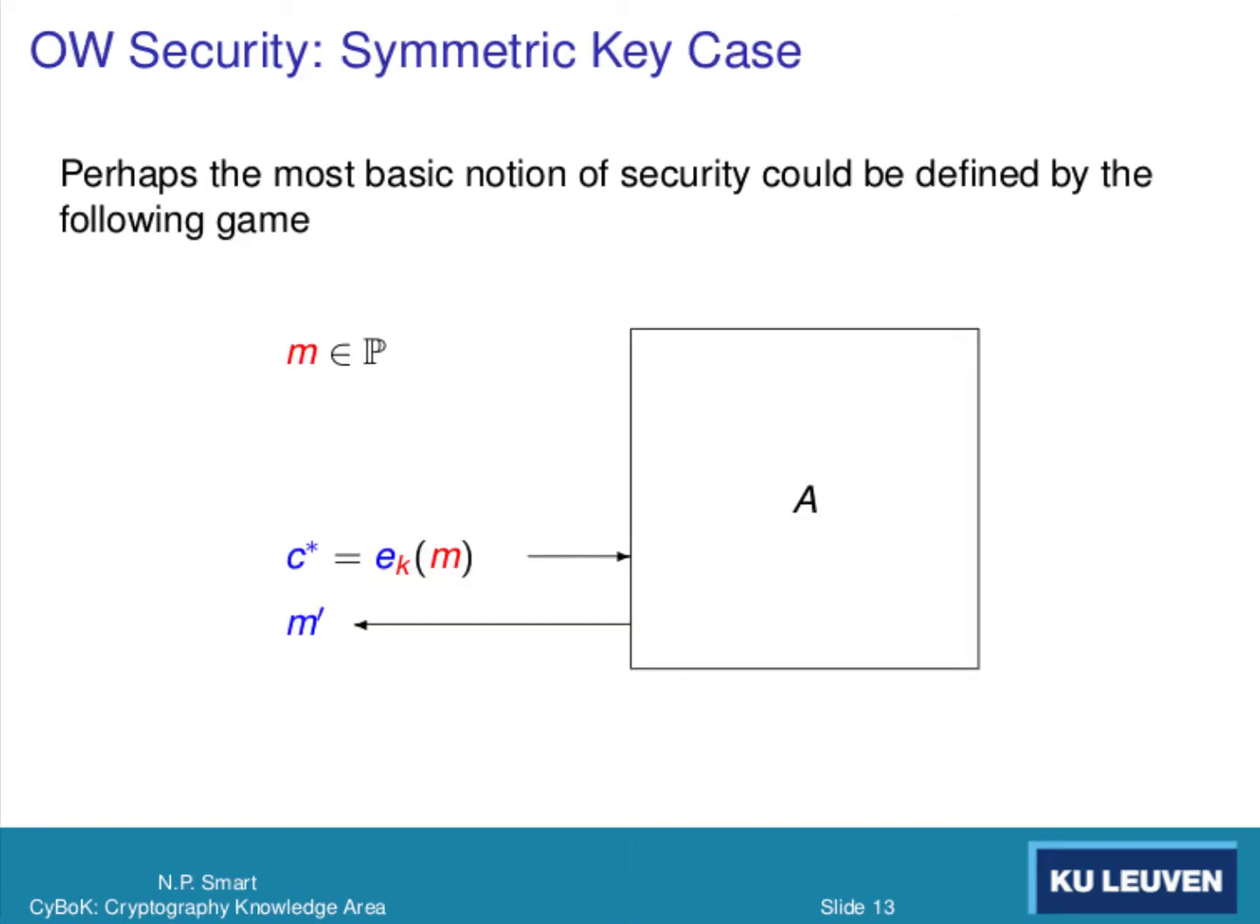I find it easier to look at things in terms of drawing pictures. I find that much easier to understand what's going on. So what I do is, we have the adversary, some black box. We don't know what it's going to do. And the game for one-way security is that the challenger picks a message. The challenger then encrypts the message using the encryption algorithm and passes the ciphertext over to the adversary.